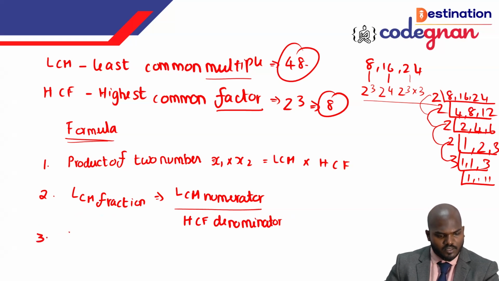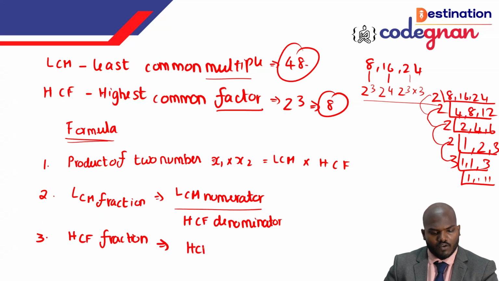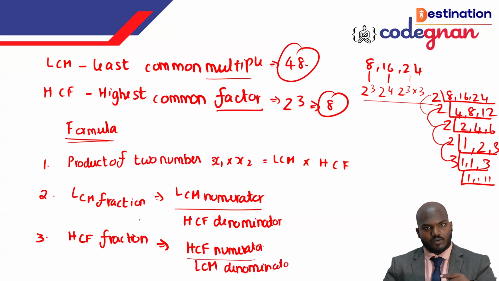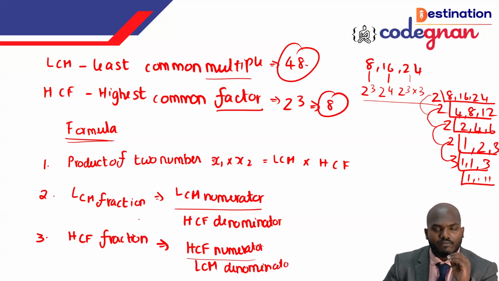Going to the next one, the HCF of the fraction. HCF of the fraction is the HCF of the numerators divided by the LCM of the denominators. If they ask for the LCM in terms of the fraction, LCM will come in the numerator, so HCF will come in the denominator. This is how the formula is placed, a very important thing.